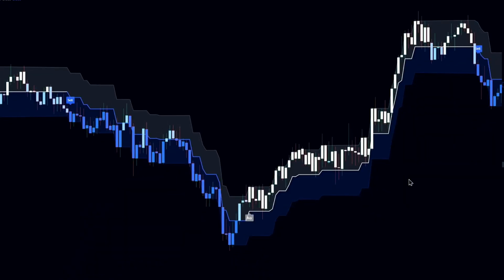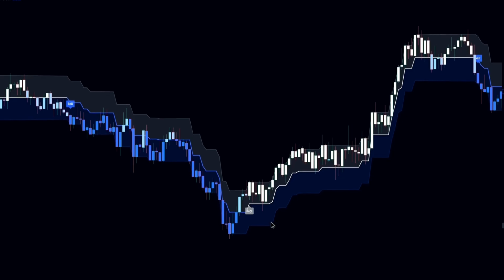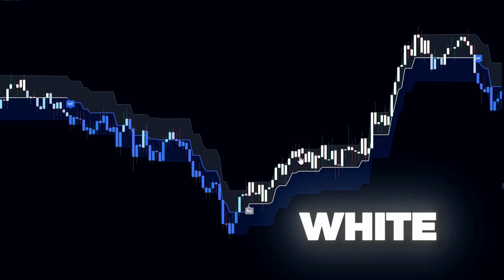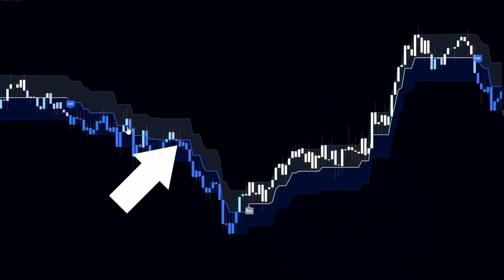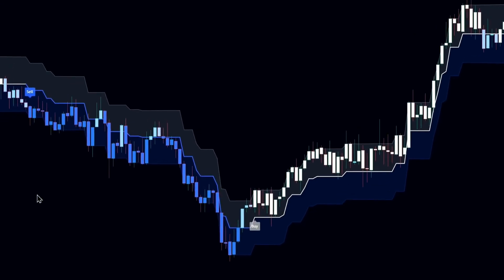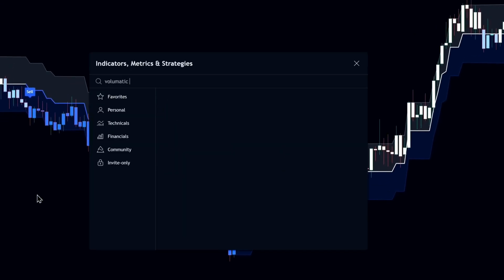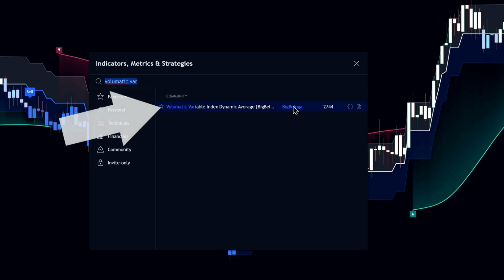Even though this is a buy-sell indicator, it also helps identify trends. If candles are white and the price is above the range filter, the trend is bullish. If candles are blue and the price is below the filter, it's bearish. But to make this strategy even better, we need a second indicator, the Volumetric Variable Index Dynamic Average, or VIDIA, by Big Beluga.